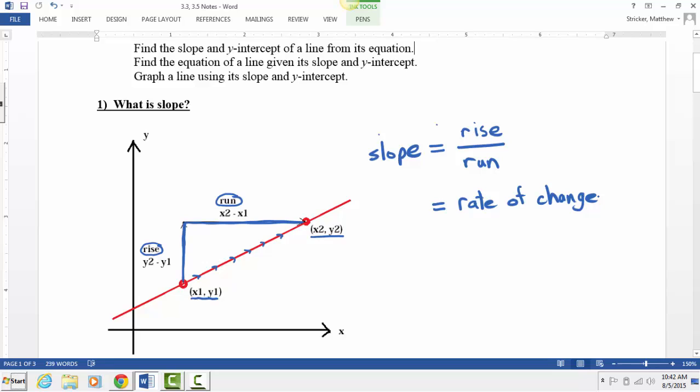For example, you might have something like miles per hour. That's a rise over run. You might have something like miles per gallon. And there are many applications of this, but for now let's just remember that slope can be thought of as a rate of change, and that slope is just a ratio that describes how much you rise to how much you have to run.